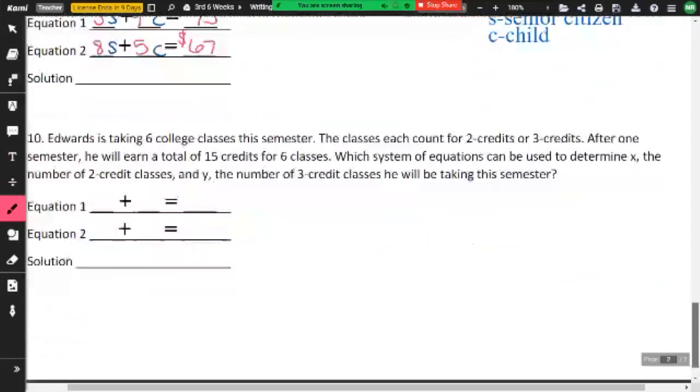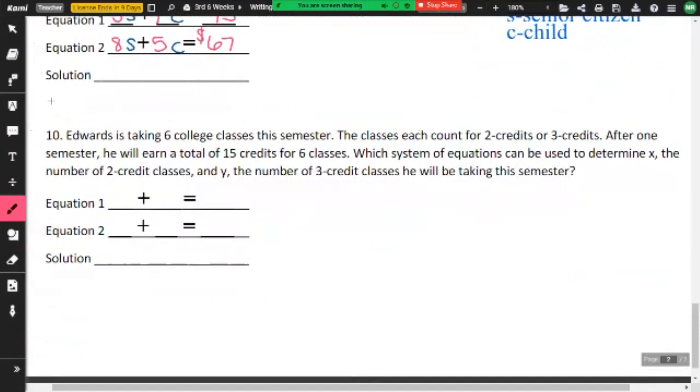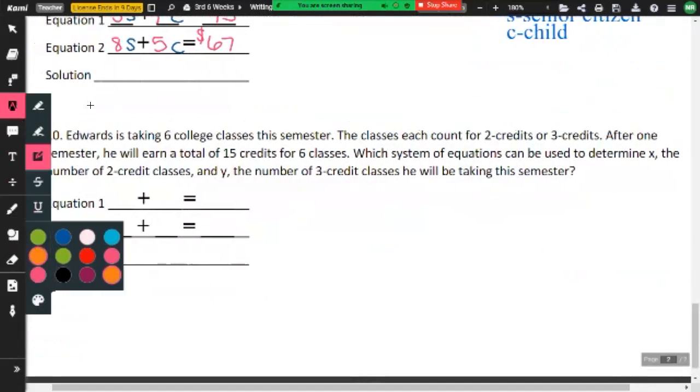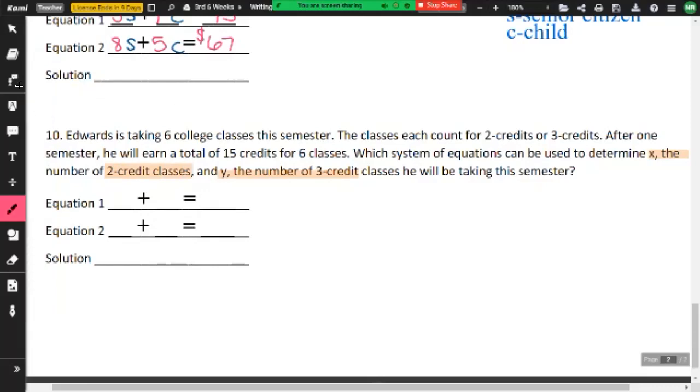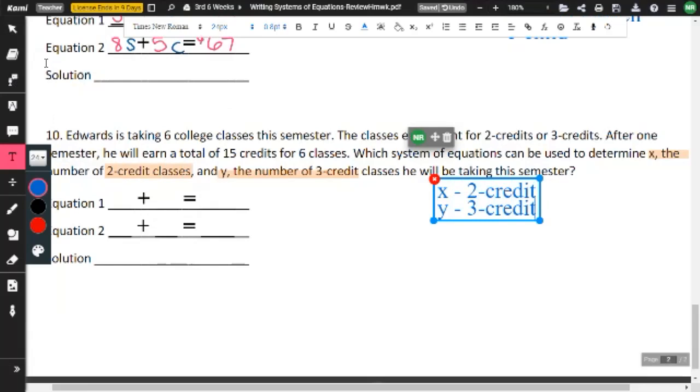Last one. This is the one some people have been having trouble on, which I guess I could understand, but still. It gives you the variables. Y is the number of 3 credit, X the number of 2 credit classes. Okay, just because one of these doesn't reflect a dollar amount. So X is 2 credit, Y is 3 credit. So I'm going to fill it in with my X and Y.